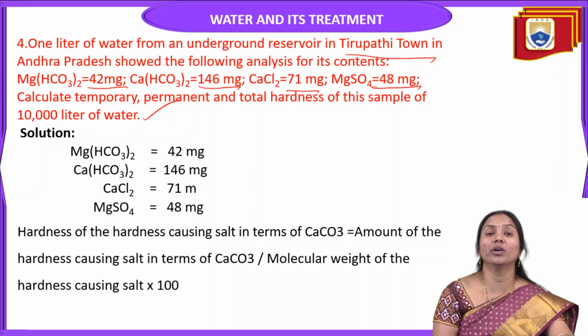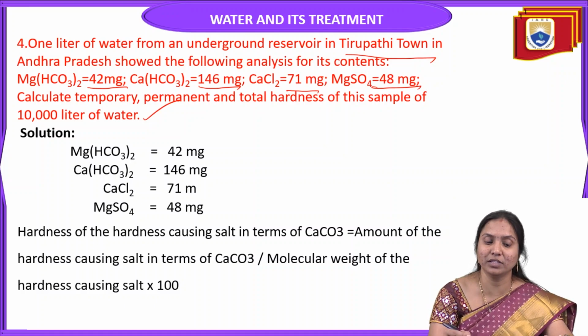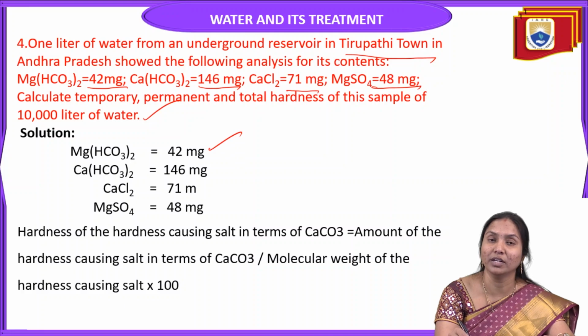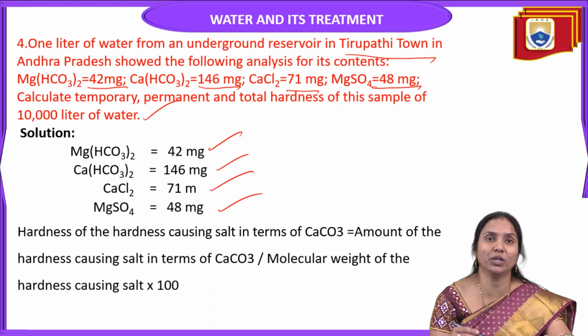So first we can convert all the hardness causing salts which are present in water. That means magnesium bicarbonate, calcium bicarbonate, calcium chloride and magnesium sulfate. All these are converted into calcium carbonate equivalents, or equivalent of calcium carbonate. So how can we convert this to equivalent of CaCO3?